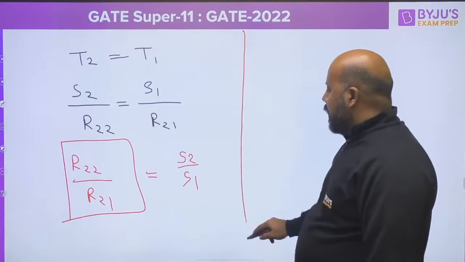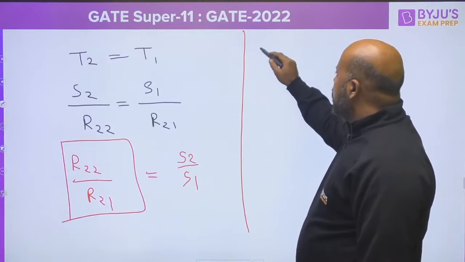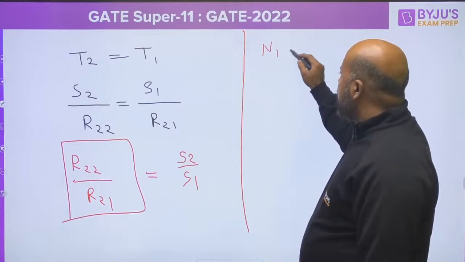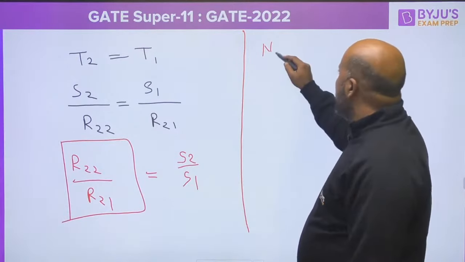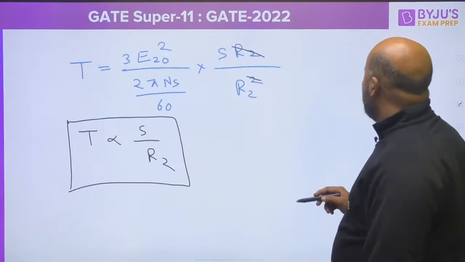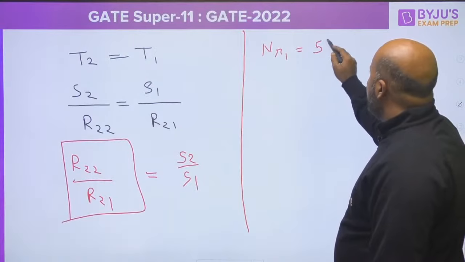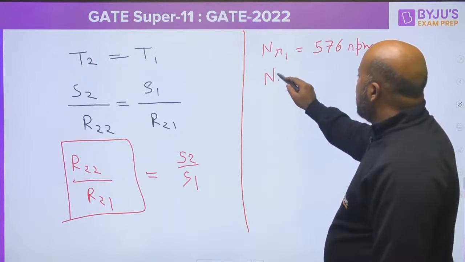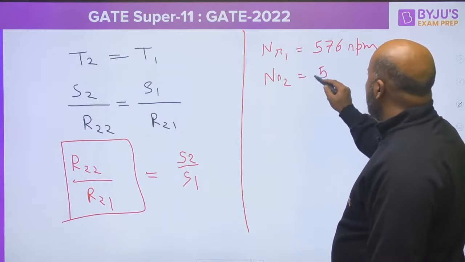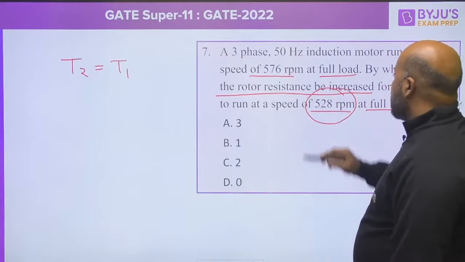In order to find the slip, you know the speed for the first case. Speed for the first case you can write as NR1, that is given as 576 rpm, and the rotor speed for the second case is going to be 528 rpm.